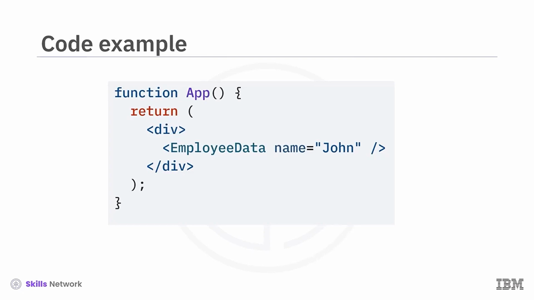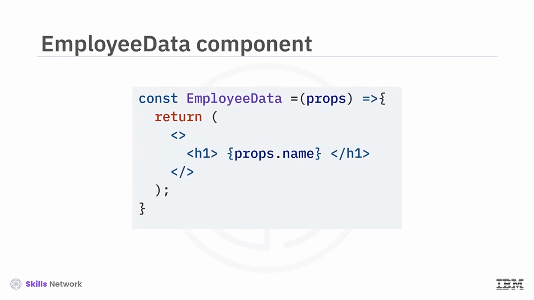In this example, this app component functions as the primary component of the project. Inside the app function component, data gets passed into a child component named employee data. The app's return statement assigns the employee data component's name attribute to John. Note that these examples do not include import or export statements. Now, examine the employee data component, shown here.